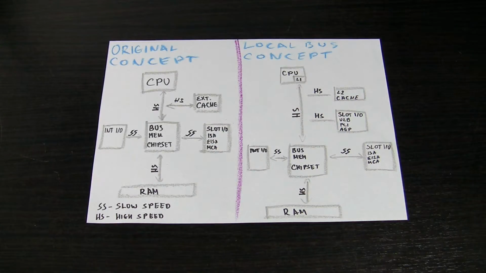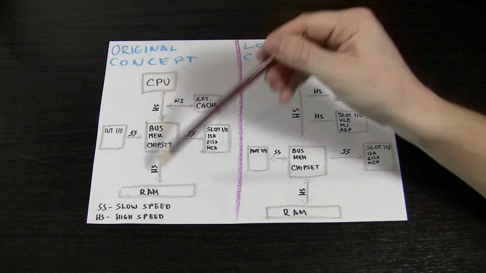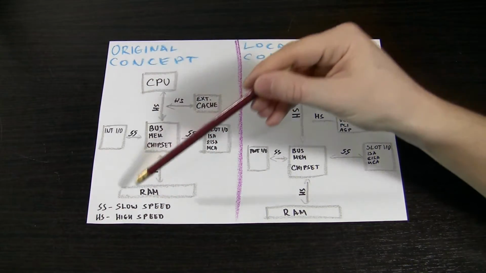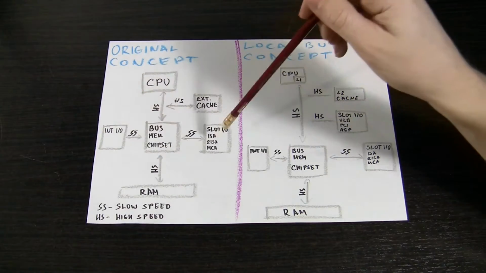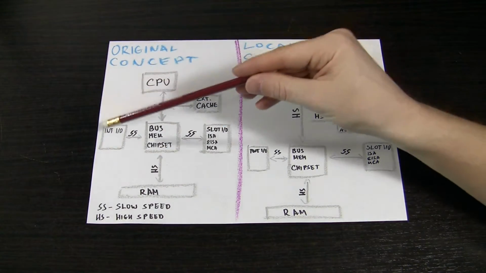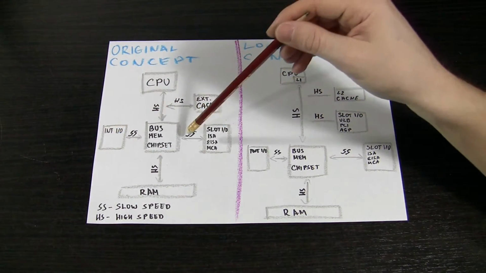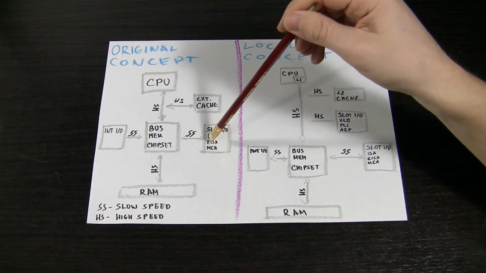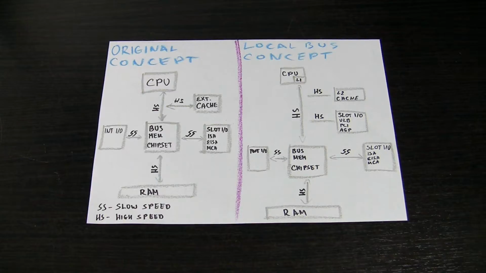Cards just could not cope with faster speeds, so those buses eventually became much slower than the system bus and the CPU, which led to a bottleneck effect. You can see on the high-speed bus the CPU, the main chipset, the external cache and the system memory, and on the slow buses it's the internal input-output and the slots input-output. It could be ISA, EISA or MicroChannel.